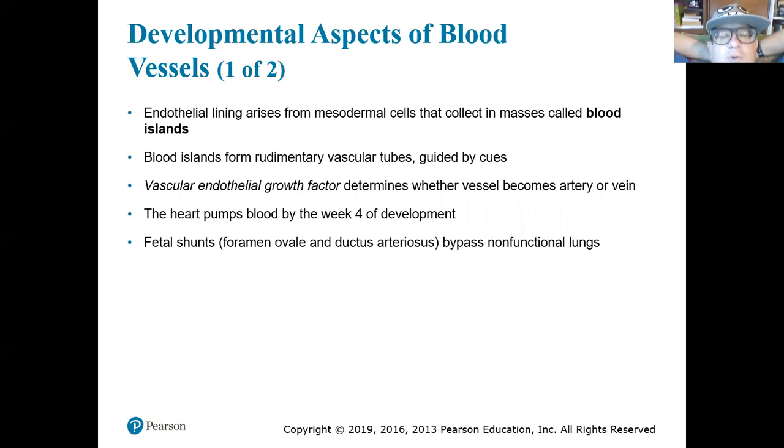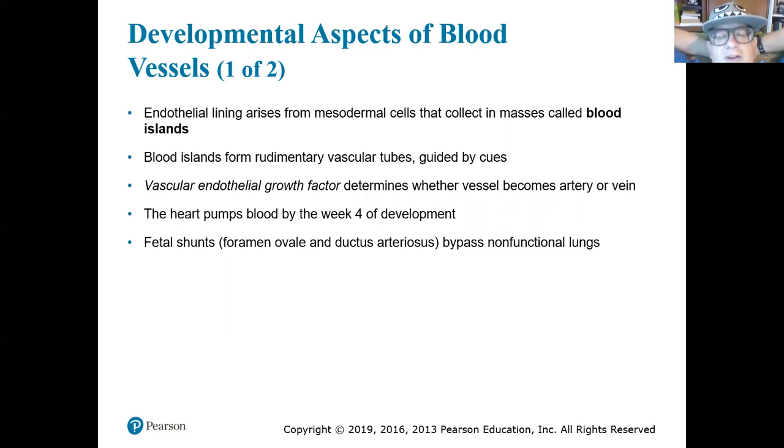You get blood islands forming from these vascular tubes. Vascular endothelial growth factor determines whether a vessel becomes an artery or a vein. And the heart will start pumping blood by about week 4. You have 2 fetal shunts that we've talked about before. The foramen ovale, which is a hole in the interatrial septa. It allows blood to go from the right atria into the left atria. Why? We're bypassing the lungs because we're not picking up oxygen there. So some of the blood just skips that.